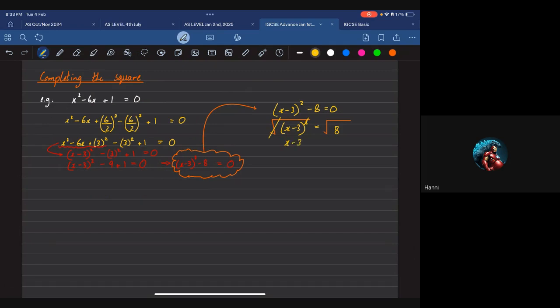Now you guys must be wondering how we're going to get the two values. Whenever you're taking a square root, the plus minus sign has to come into play. So x minus 3 is going to be equal to plus under root 8. Obviously, the under root is going to still be there. Or you're going to have it as minus under root 8.